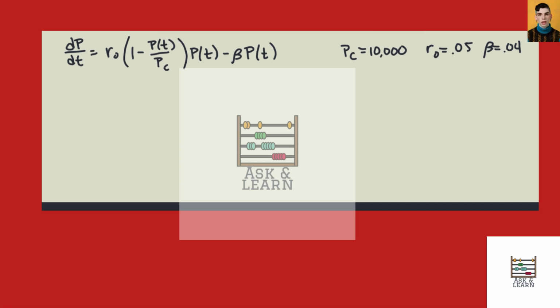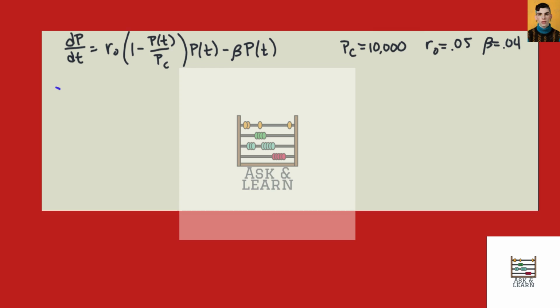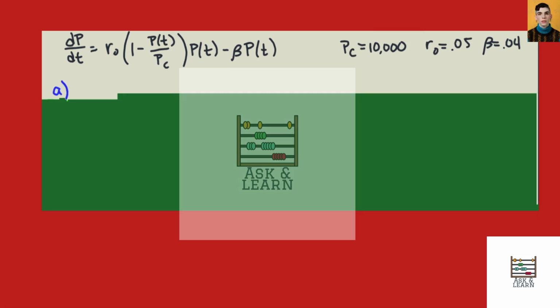Here we have the equation for the rate of change of the fish population. And for the first part of the problem, we want to know what the rate of change would be if the population was stable. Well, a stable population would not be growing or shrinking, so the rate of change would be 0.